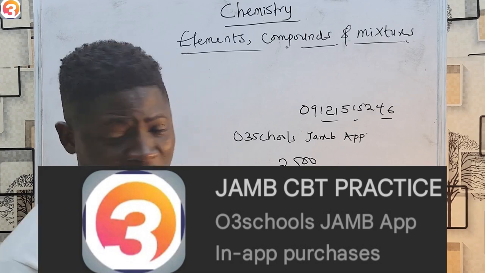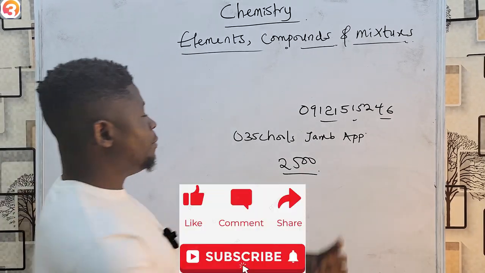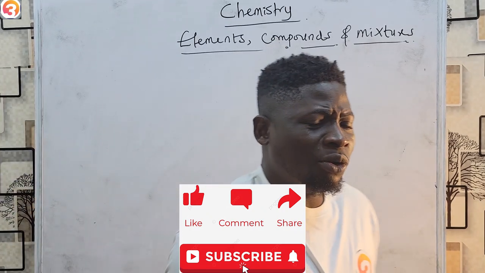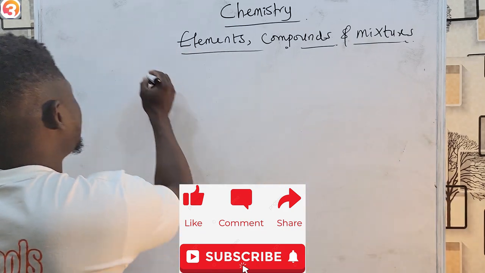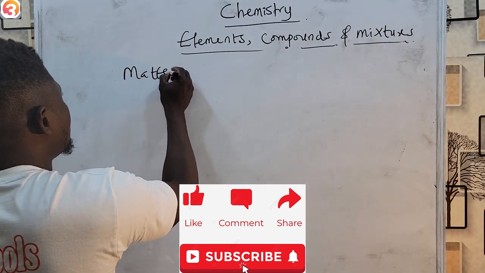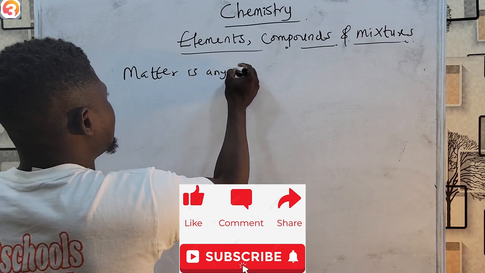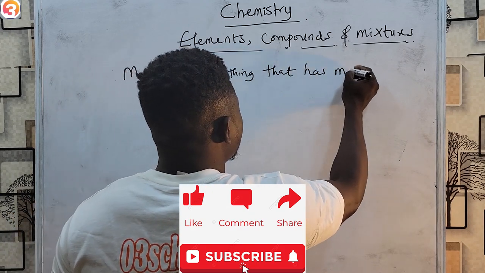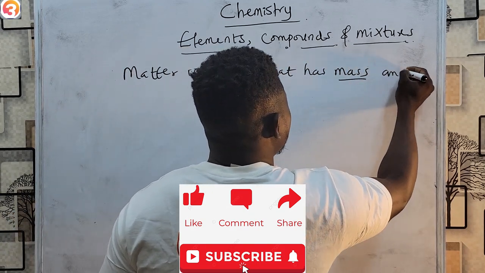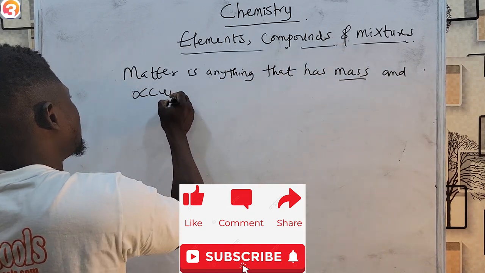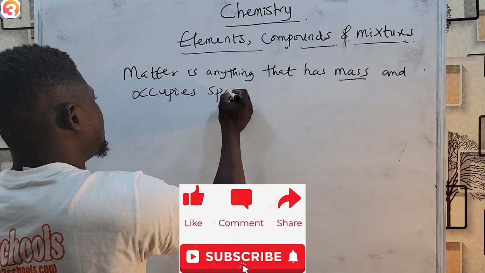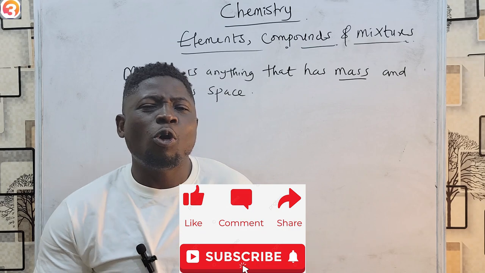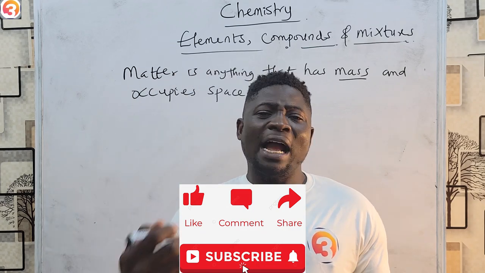All right, so today what is before us, of course, is elements, compounds, and mixtures. Before now, we must have known that matter is anything that has mass and occupies space. Matter is anything that has mass and can occupy what? Space.